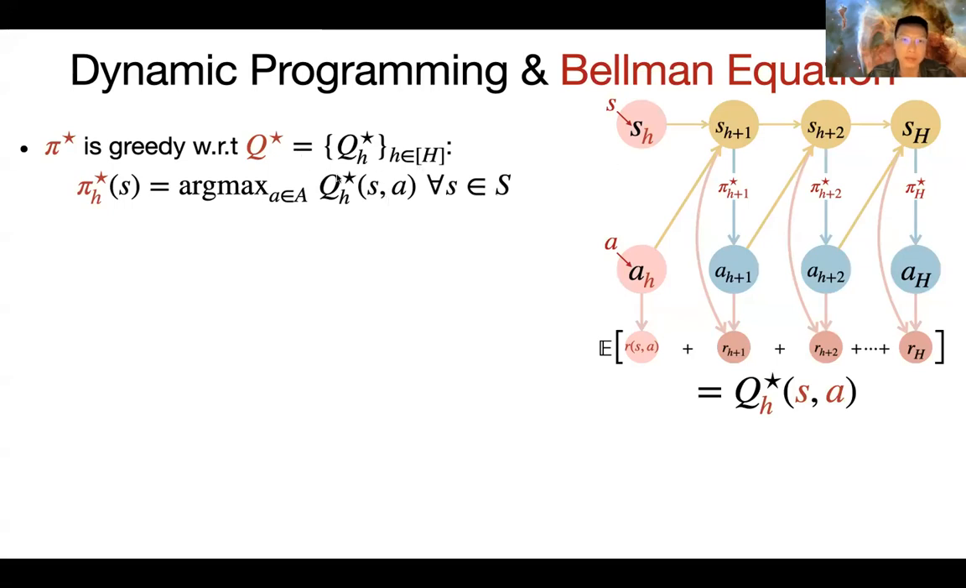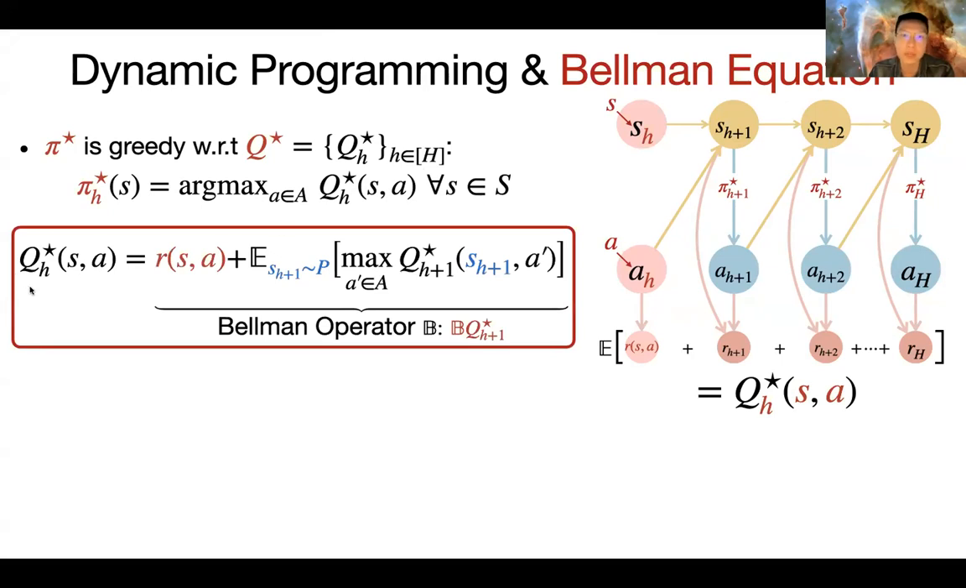What's the meaning of this Q star function? For each h, the Q_h star evaluated at each particular S and A is equal to the sum of the reward, assuming that at the h-th time step we are at state S and we execute the action A, and afterwards we execute the optimal policy. And this function can be computed using the dynamic programming principle.